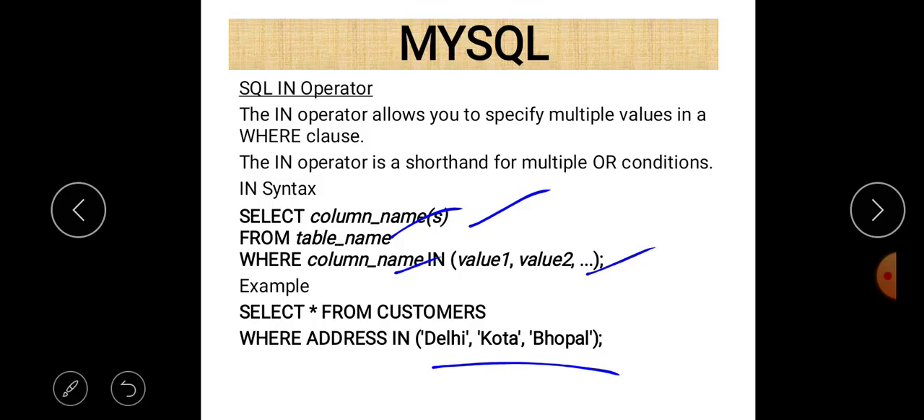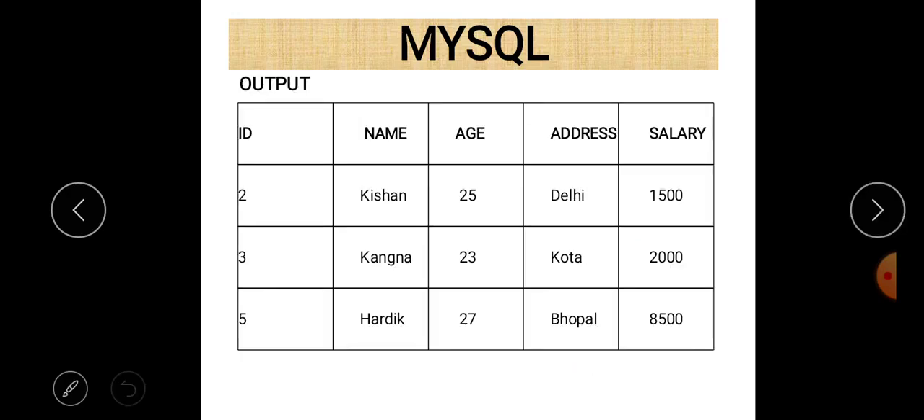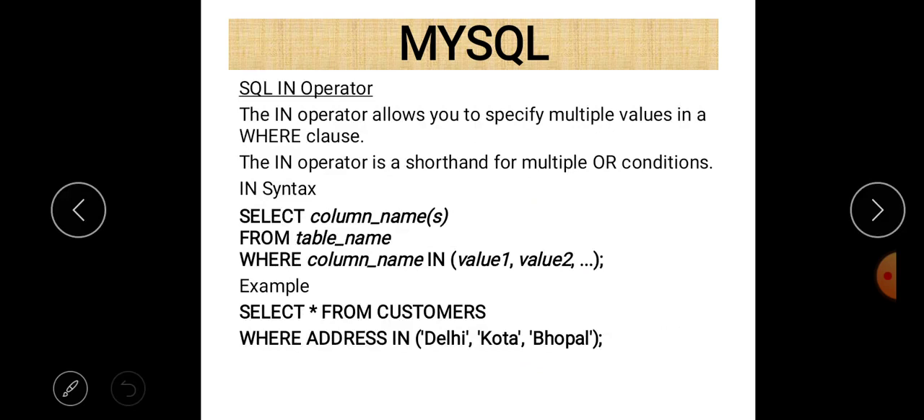So we use the IN operator to select a value out of a group of values, a pool of values. After IN we give a group of values. In this case there are three values: Delhi, Kota and Bhopal. So we select only those values which belong to Delhi, Kota or Bhopal. The advantage of the IN operator is that it reduces our work compared to the OR operator. Instead of writing separate conditions using the OR operator, we just use the IN operator and provide a group of values here.